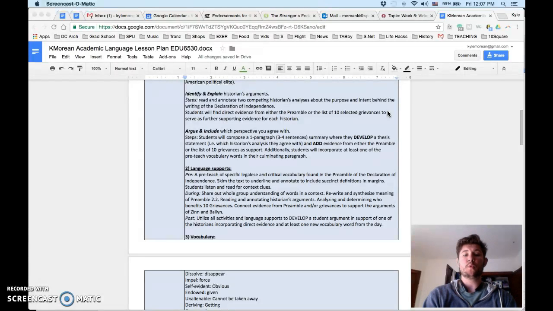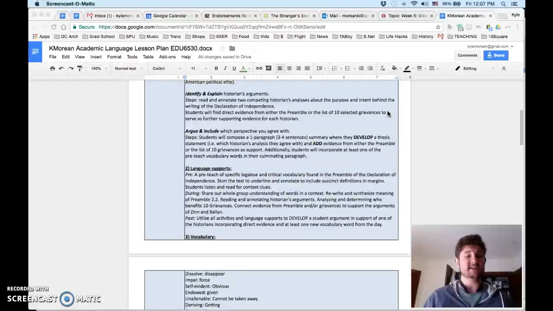Students will compose a one paragraph, 3 to 4 sentences summary. This is basically going to serve as a preview. It will be the check for understanding and the exit ticket for this class period, but it's leading them towards a sketch of what their larger argument will be for that 500-word essay. So they'll use the beginning parts, the first half of the DARE framework.